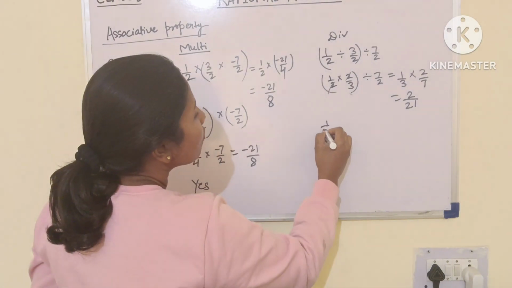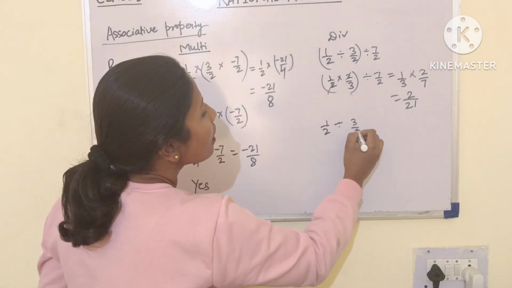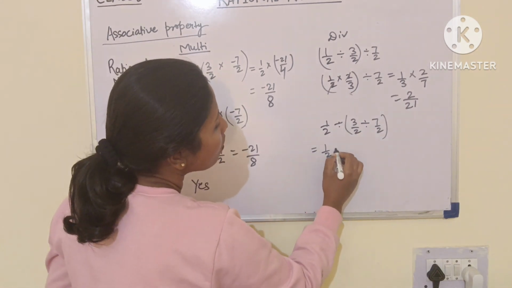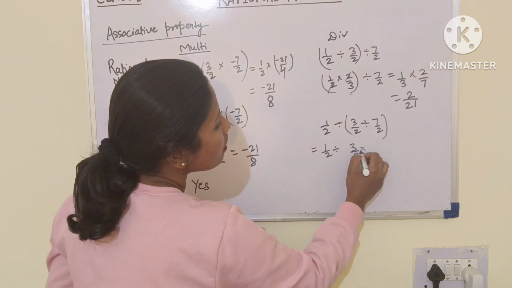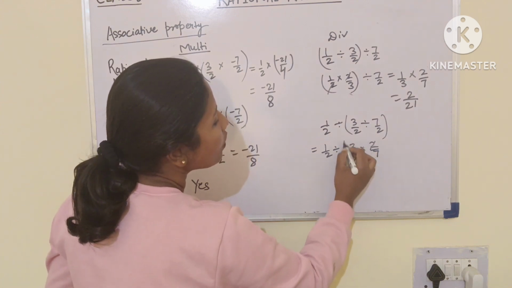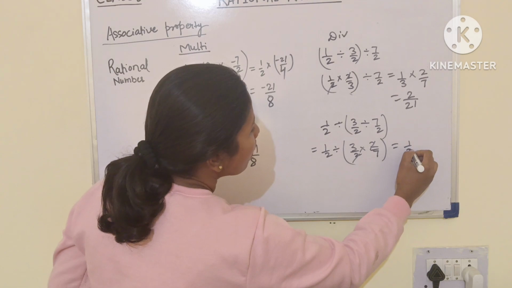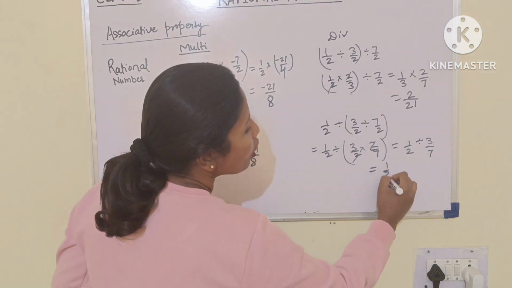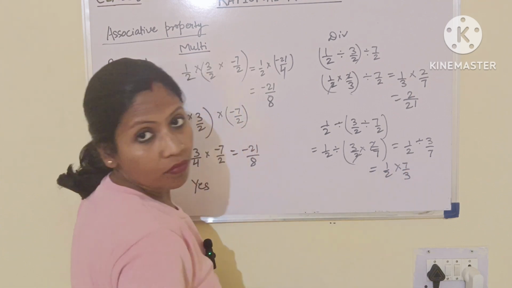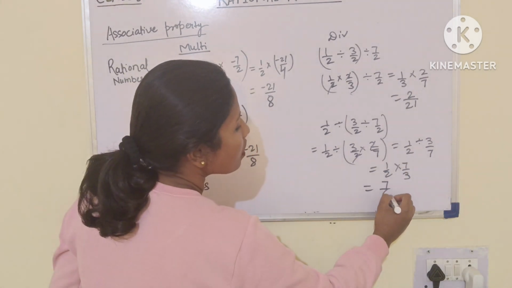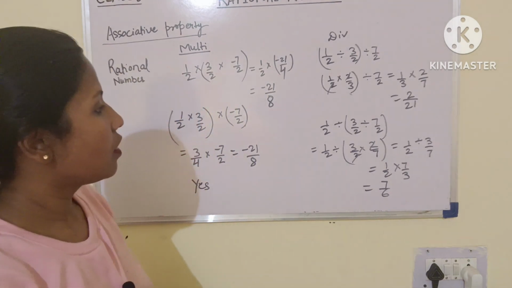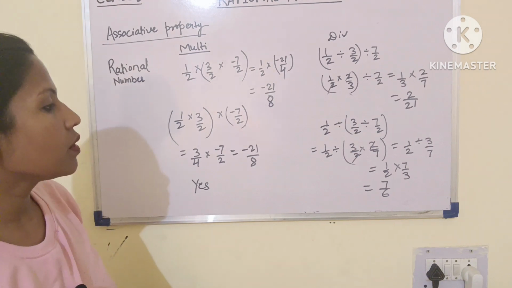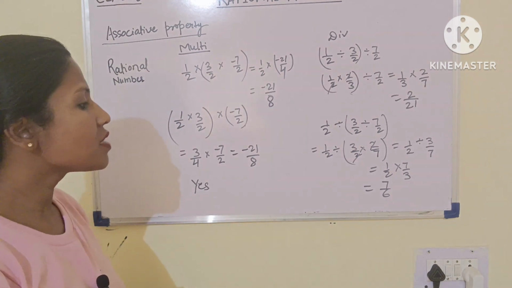Okay. Then 1 by 2 divided by 3 by 2 divided by 7 by 2. 1 by 2 divided by 3 by 2. Let's take a reciprocal of this. 2 will be simplified. Then it will give you 1 by 2 divided by 3 by 7. So 1 by 2 into 7 by 3. Okay. So it will give you 7 by 6. Okay. 3 by 7. And is it correct? 1 by 2 into, you can check the calculation. Okay. So 7 by 6.